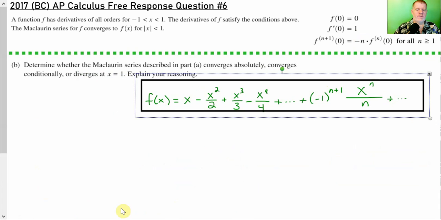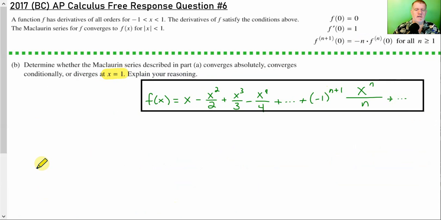is, if we let x equal 1, will this series converge, diverge, converge conditionally, or converge absolutely? Now, part of the AP test this year is not about absolute convergence or conditional convergence, but I do want to go over this because we have talked about this, and you'll see it's a relatively simple technique. So we want to let x equal 1.